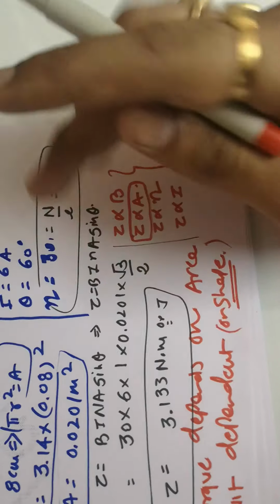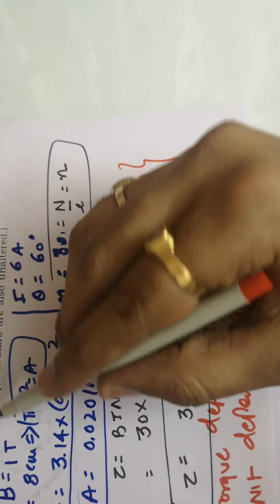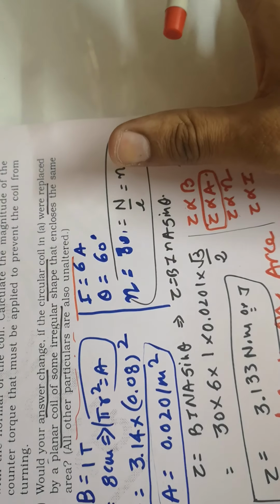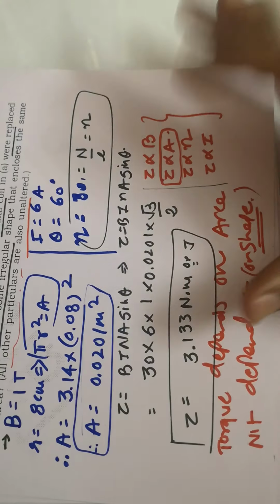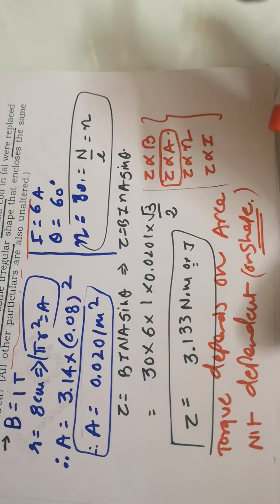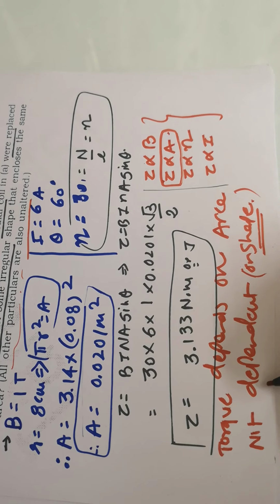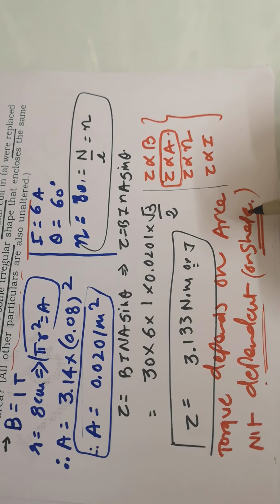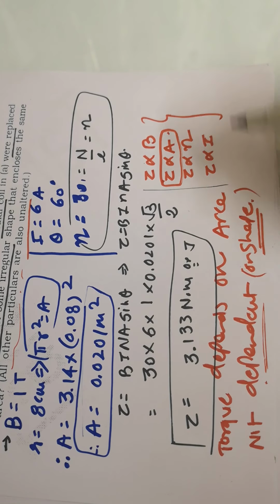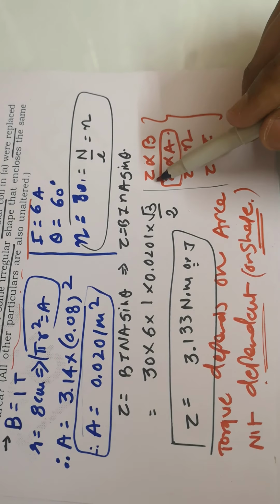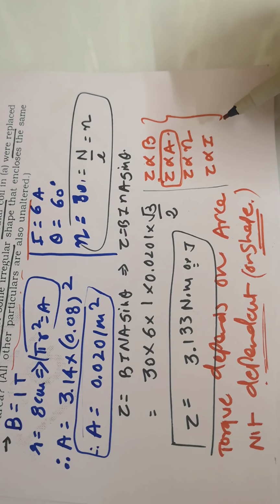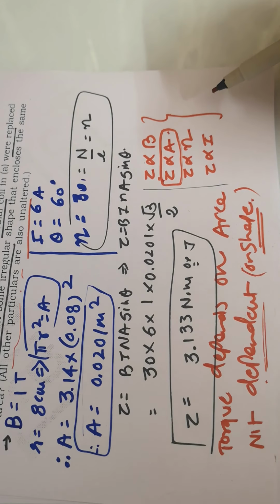Okay, so they have also mentioned that all the other particulars are unaltered, means unchanged. So without changing all those things, your answer will be the same. Your area is not supposed to change, because it is not shown that it depends on the irregular shape. But we have proved that already. Tau has a relationship with all those four quantities. It has nothing to do with the shape.